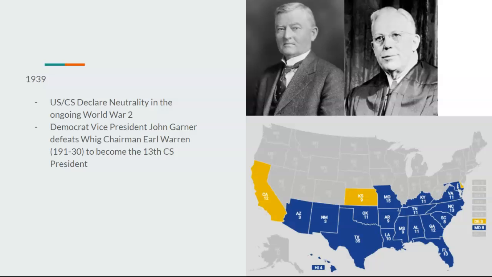President Martin Luther King decides not to run again. He feels like he's done everything he can in just 6 years, and he supports just a one-term thing, but he knows what the Constitution says. But the former Vice President to William McAdoo, John Garner, defeats the nationwide Whig Party chairman, Earl Warren, 191-30 to become the 13th Confederate president.